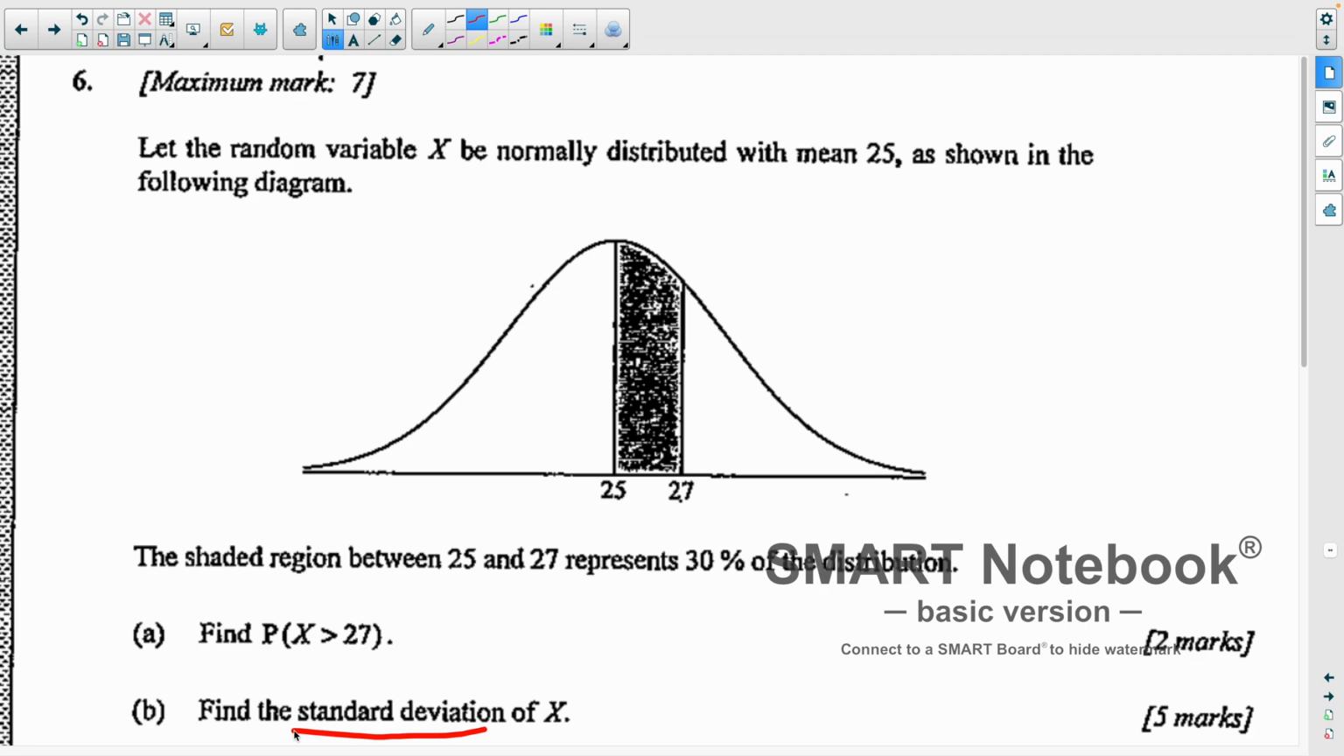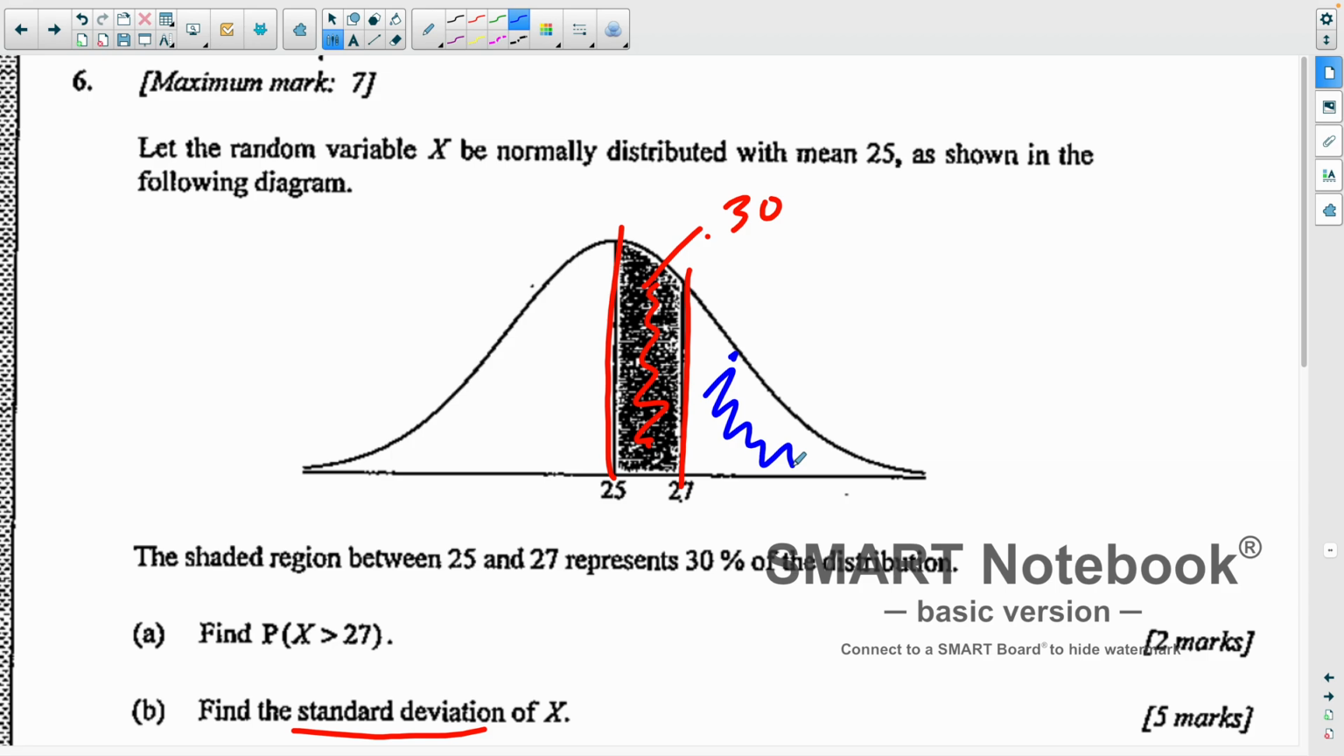Most of the time with these, I want the mean and the standard deviation. If I have those two things, then these problems are not hard, okay? Now, if I look here, 25 is my mean. They're using some random 27, and between 25 and 27, it says this area is 30% or 0.3. It says find the probability that I'm bigger than 27.